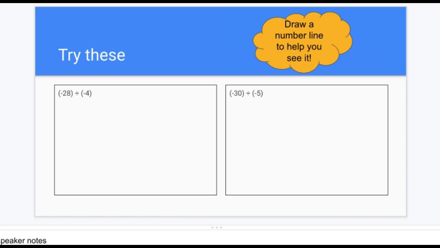All right, assuming that you paused the video, you're looking at a negative 28 divided by a negative 4. Those signs are the same. A negative divided by a negative is going to give you a positive. The answer to that question is positive. You got it, 7. Let's look at the next one. You're looking at a negative 30 divided by a negative 5. Once again, those signs are the same, so you're going to have a positive quotient. And the answer is positive 6.